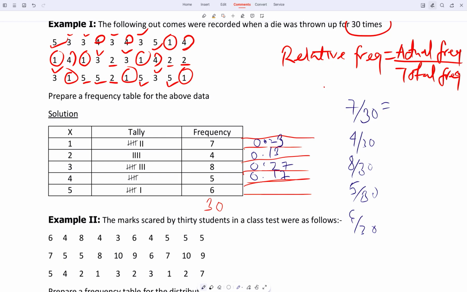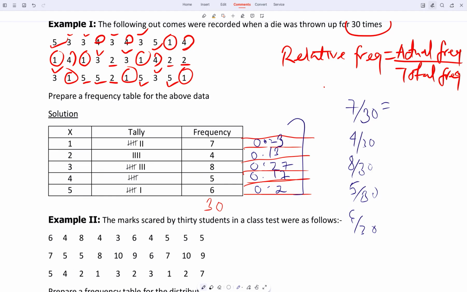6 divided by 30 will give us 0.2. Now if you add all these together, you must get 1.0. So let's add it together.